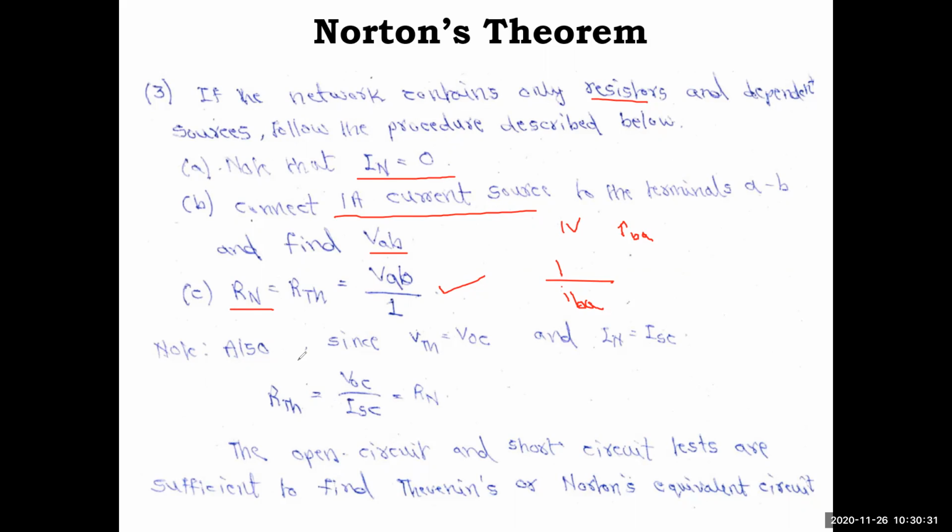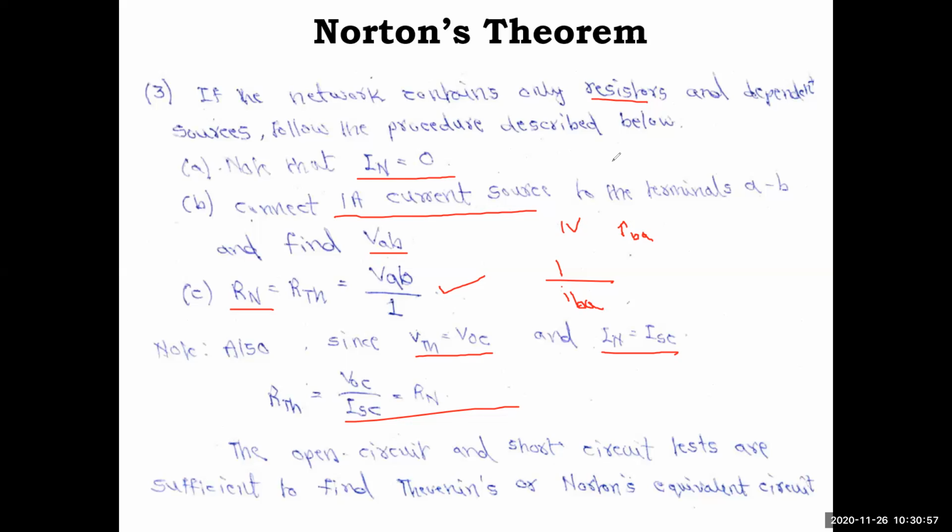So finally a note: since VTH equals VOC and IN equals ISC, remember this. Open circuit voltage means VTH, short circuit current means Norton's current. So RTH is always the ratio of VOC by ISC, equal to RN. The open circuit and short circuit tests are sufficient to find Thevenin's or Norton's equivalent circuit. Hope it is clear.